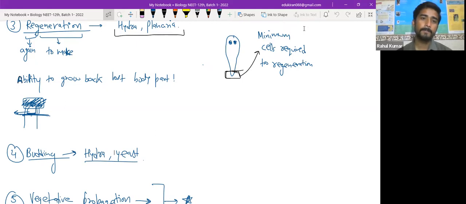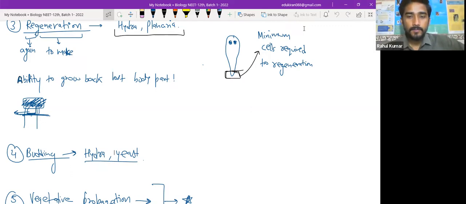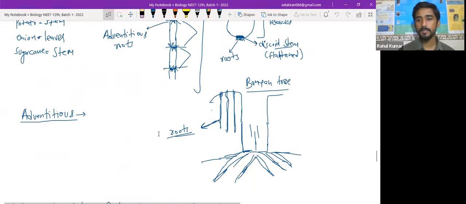Do you agree? Yes, because for regeneration, you need an organism that can regenerate the whole organism back from the lost body part, which happens only in few organisms. And also for regeneration or fragmentation both to happen, you need an external factor that can in the first place split or fragment the organism into different parts, correct? Very good. We started with vegetative propagation.